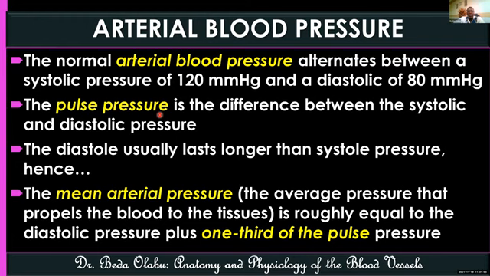40 divided by 3 will give you roughly 13. So 13 is the 1/3 of the pulse pressure. You take that 13 and add it to the diastolic pressure, which is 80. You get 93. So when the blood pressure is 120 over 80 millimeters of mercury, the mean arterial pressure is 93 millimeters of mercury and not 100.